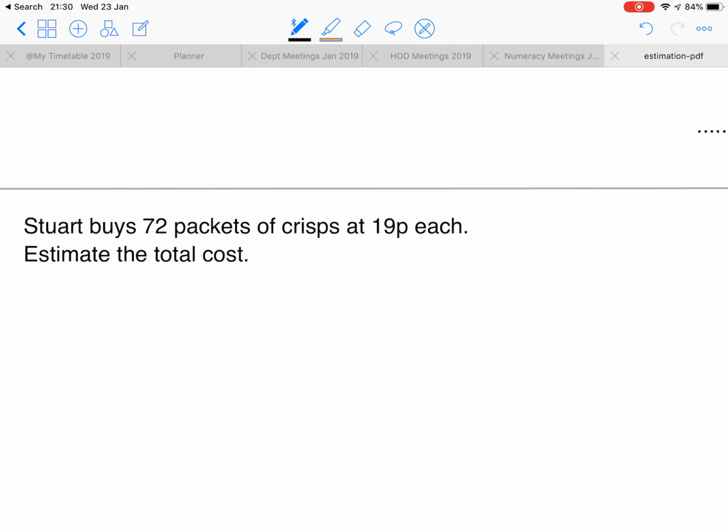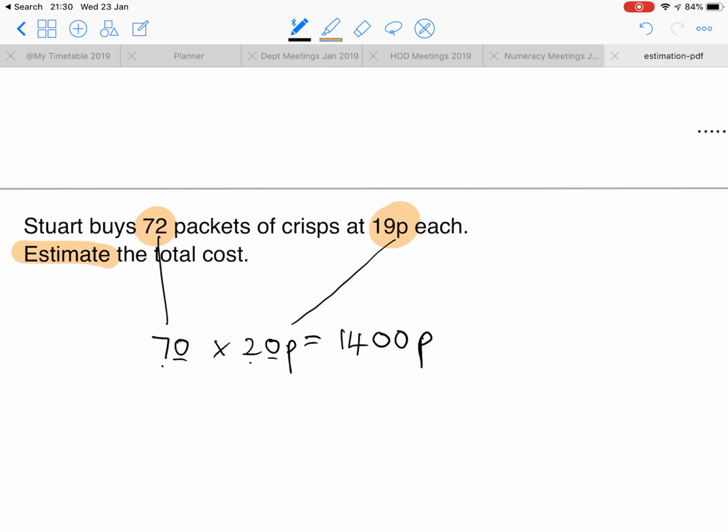Stuart buys 72 packets of crisps and he pays 19 pence a packet. It says estimate the total cost. So I estimate that he's actually going to buy 70 packets of crisps, and I estimate that they cost 20 pence a packet. 7 2s, 14. 100 times bigger. That's in pence. Divide by 100. That's in pounds.